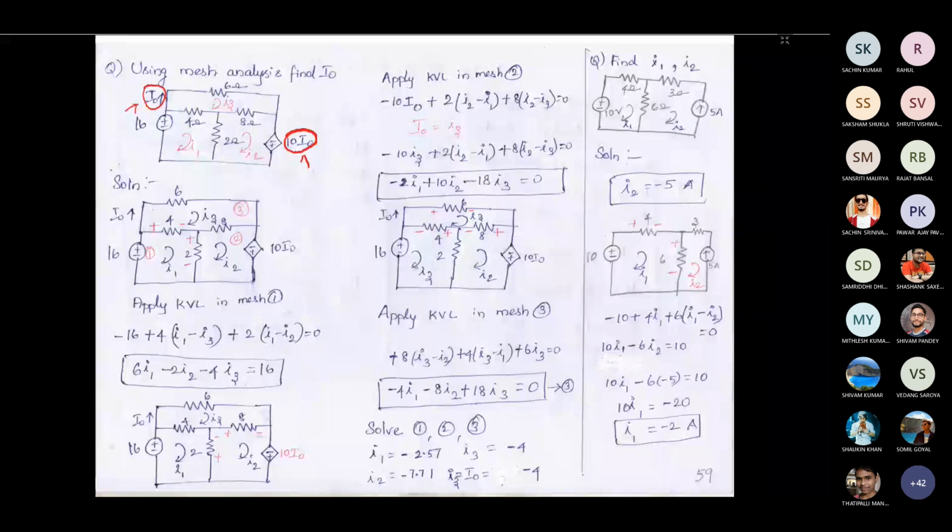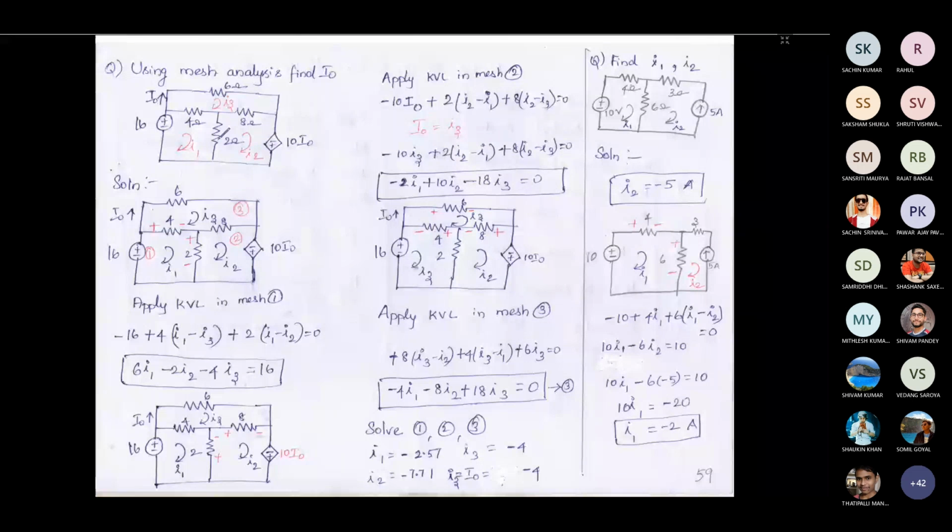Okay, so now three meshes are there. Based on the three meshes, we have assumed some current directions in the clockwise manner. So I1 is in this direction, I2 is in this direction, and I3 is in this direction. Now, as usual, you can consider each loop and write the KVL equation.